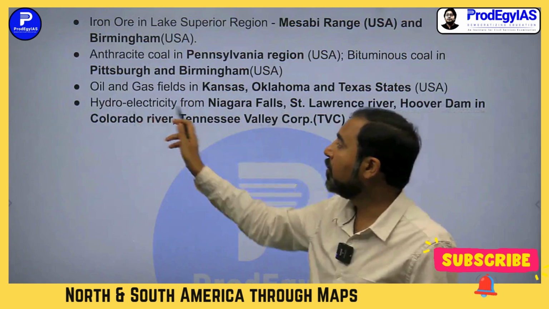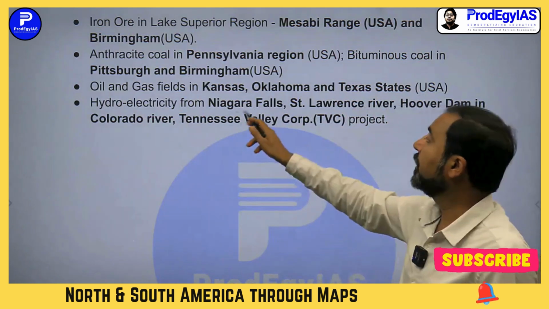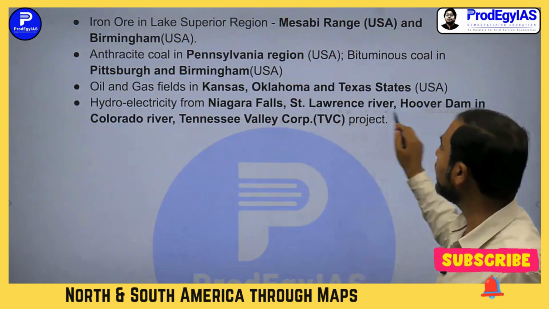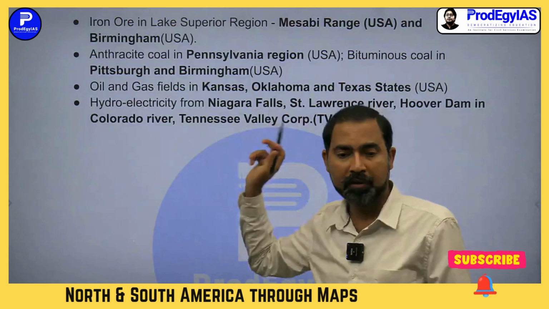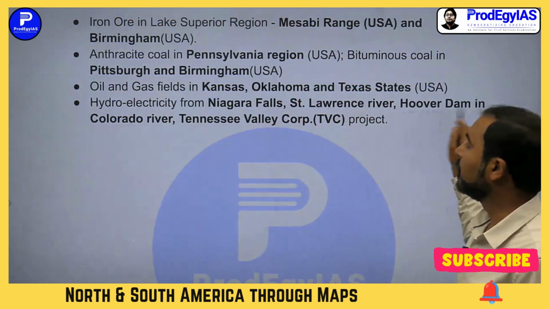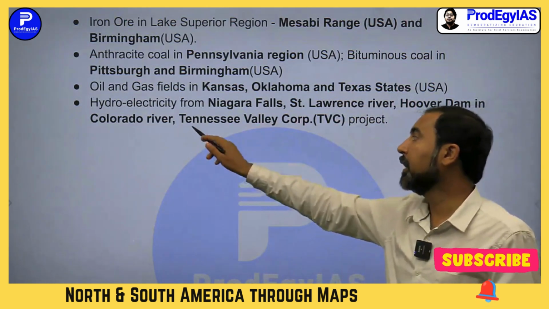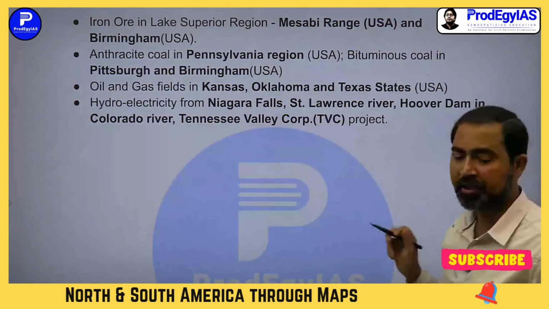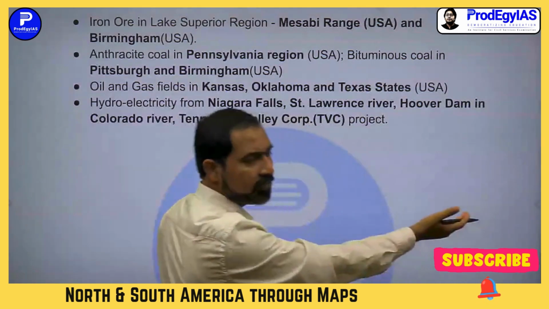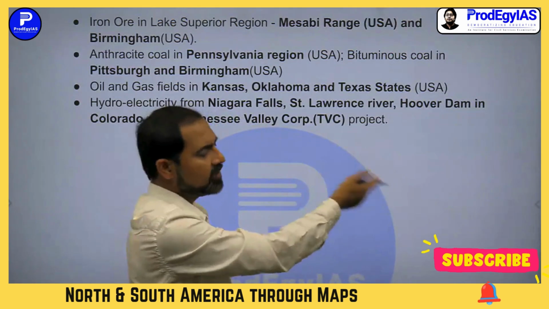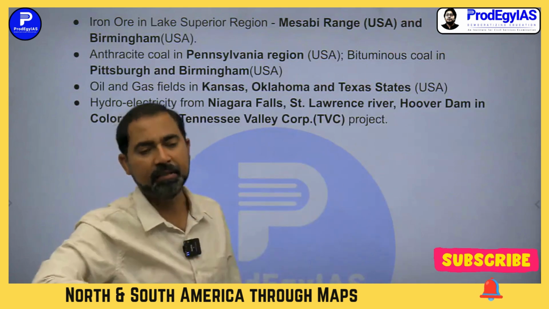Likewise, hydroelectricity generation from Niagara Falls, from St. Lawrence River, from Hoover Dam in Colorado River. Okay, this is the dam, Hoover Dam, on the Colorado River, and the Tennessee Valley Corporation TVC project. This is also a river you can say just east of Mississippi. Just east of Mississippi, you will see a river named Tennessee.